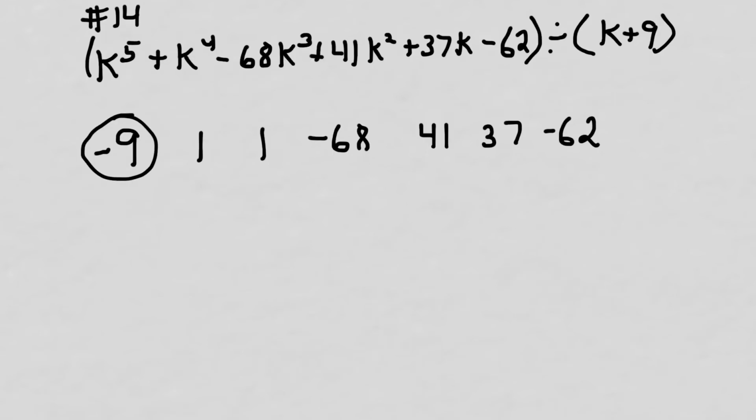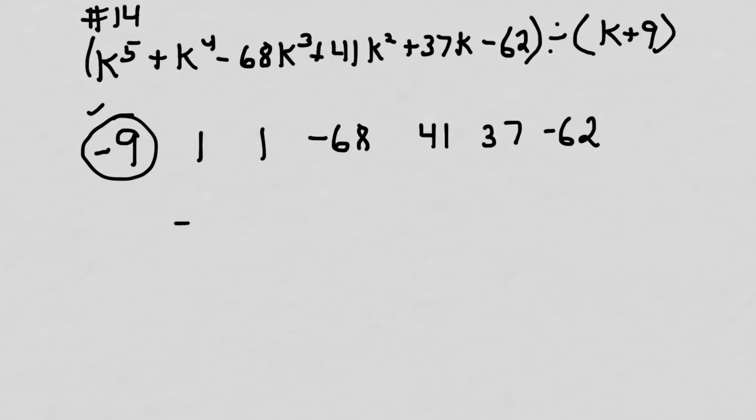Number 14 is another synthetic division problem. We're dividing by k plus 9. So over here on the left, I set up the number I'm going to divide by, which is the negative of the positive 9, or just another way of thinking about it, changing the sign. We're going to use negative 9 as the number we divide by.